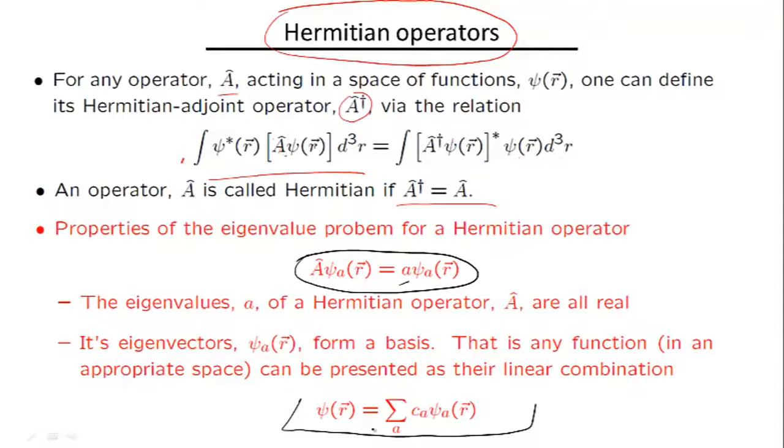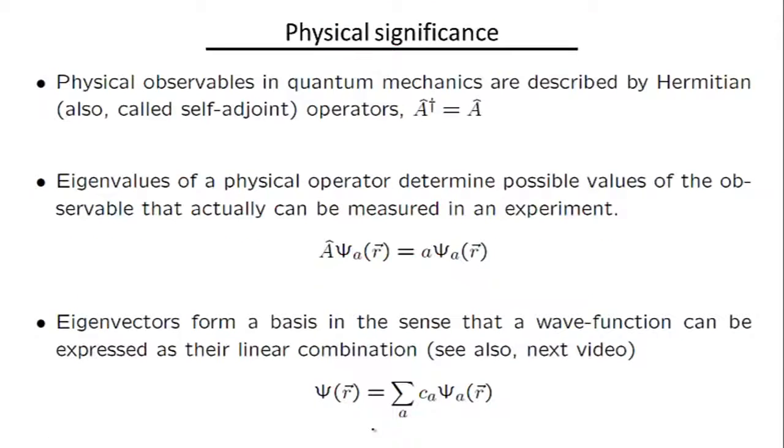Now, going closer to quantum physics and further away from mathematical statements, let me summarize things that really are important in the context of quantum mechanics. The first statement here is that physical observables, essentially things that we want to measure in quantum mechanics, are described by Hermitian operators, sometimes also called self-adjoint operators.